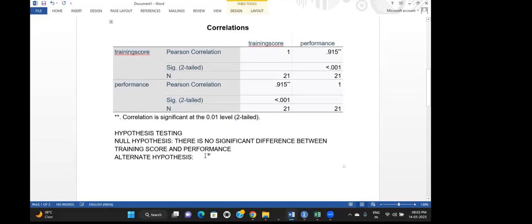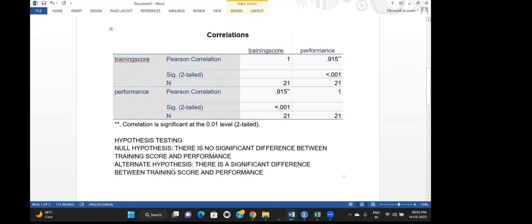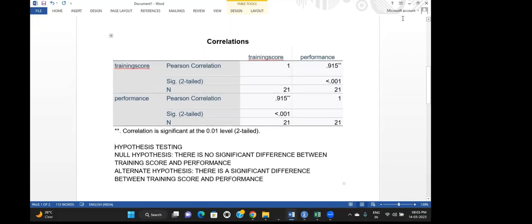And what is the alternate? The alternate hypothesis is always the opposite. There is a significant difference between training score and performance. So these are the two hypotheses. What is hypothesis testing? We want to find out, like now, look, we have found the value of the correlation between the two things, right? And the value of the correlation has come out to be good, nice, right?